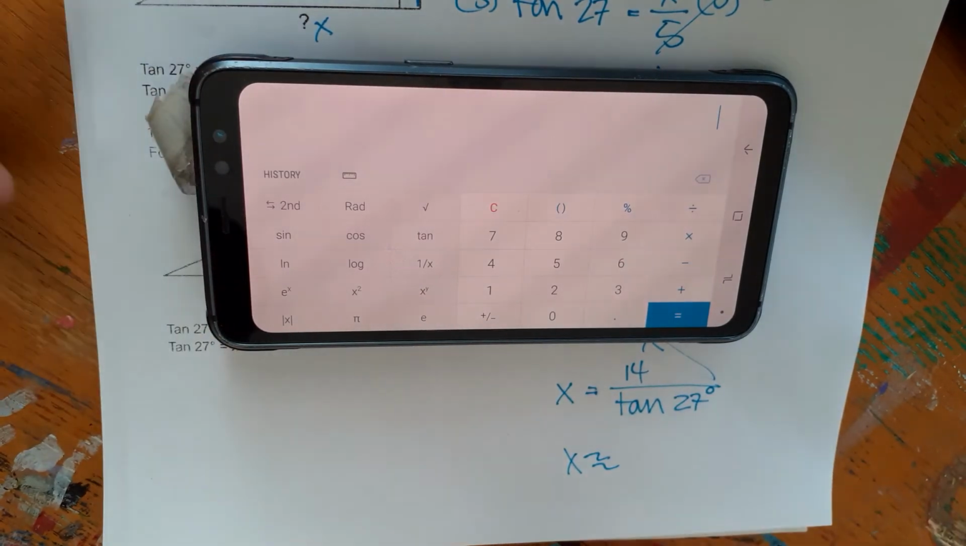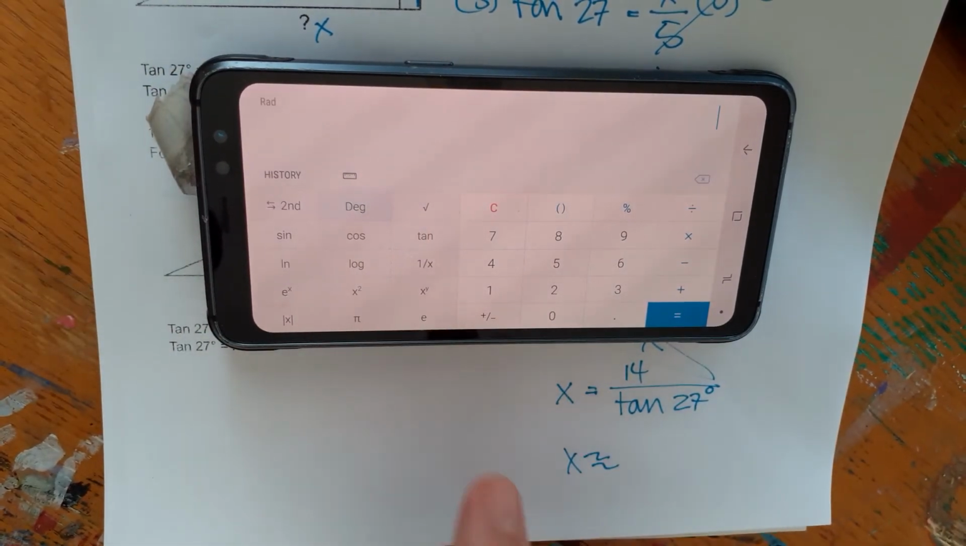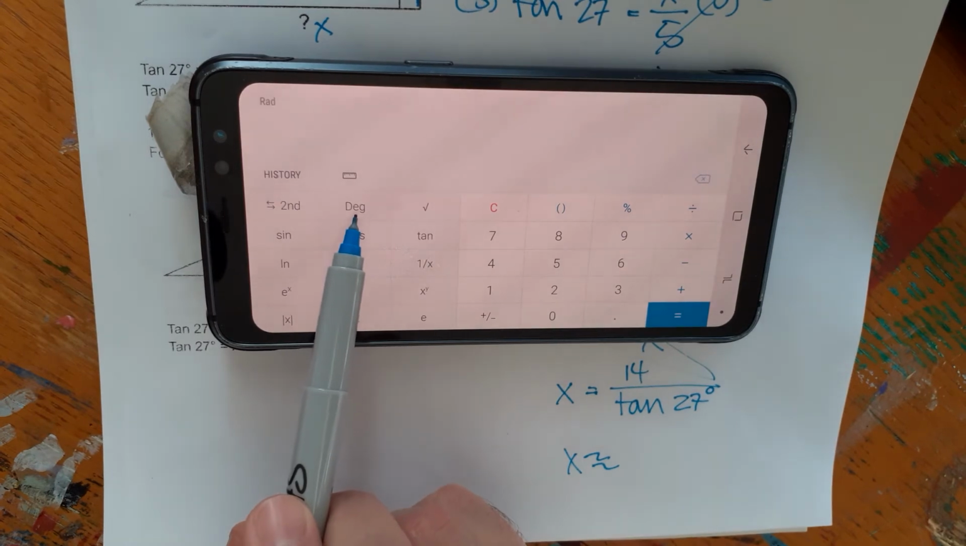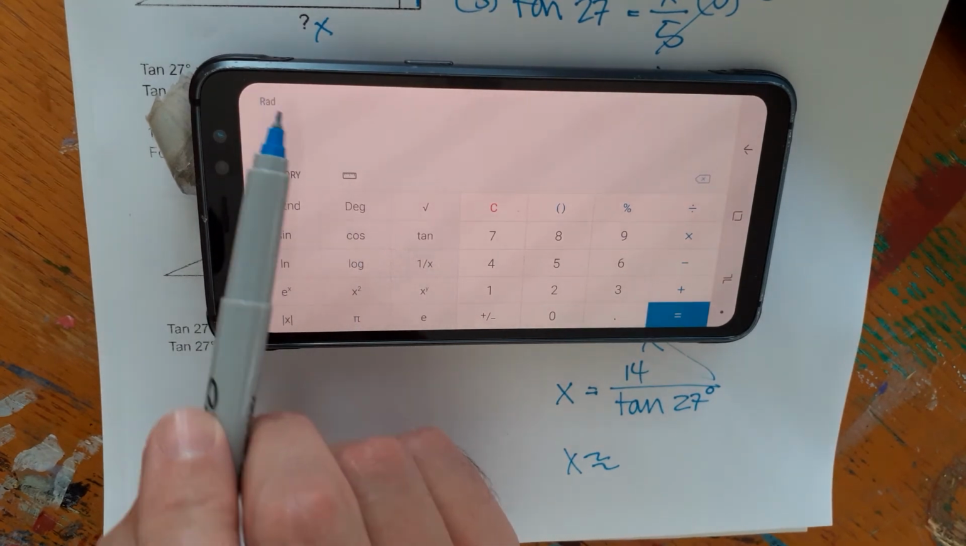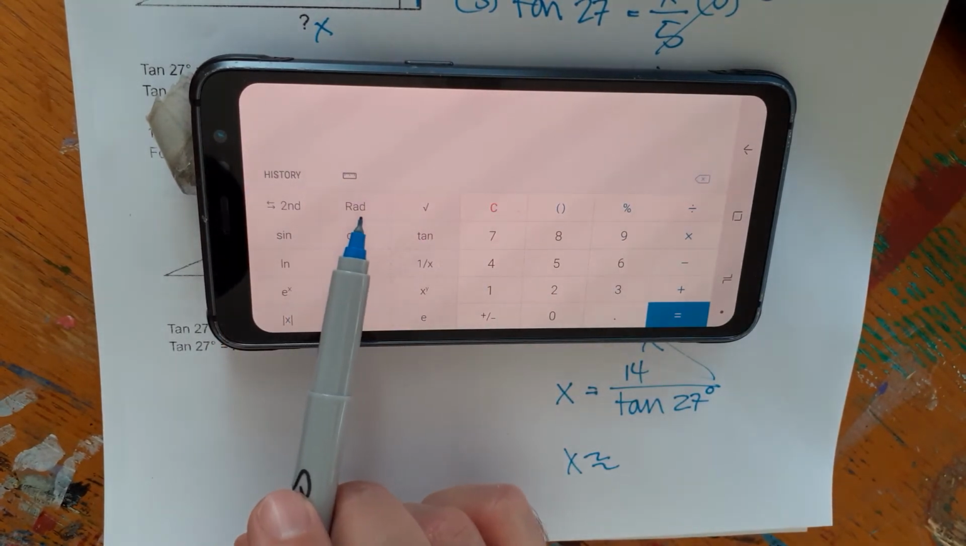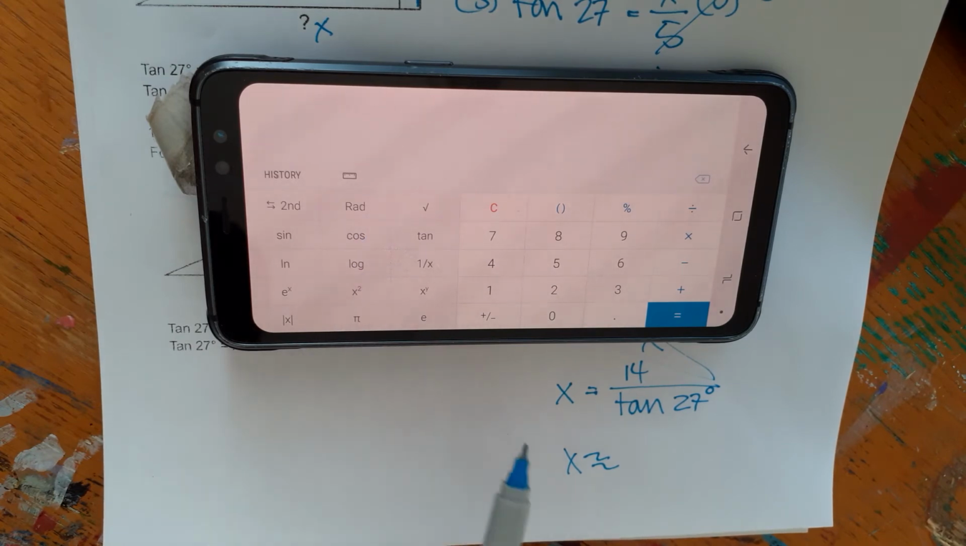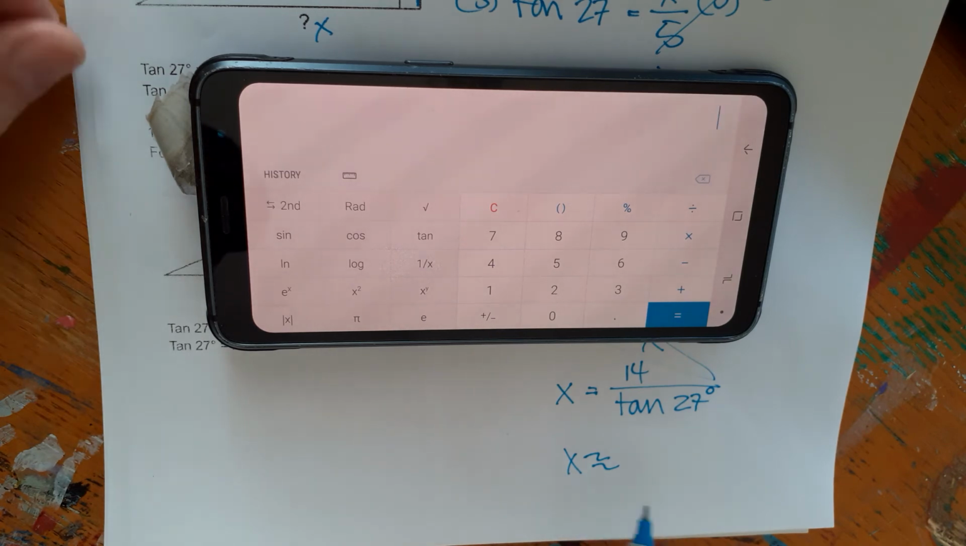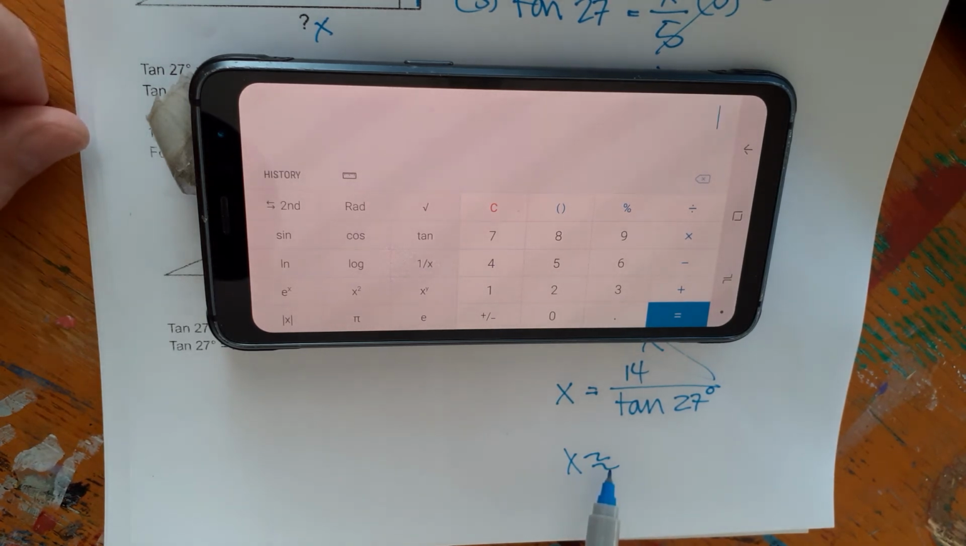All right, couple things. Make sure you're in degree mode. See how I clicked radian and it went to degree, and now it says radian up here. I click it again. That means I'm in degree mode. I'm going to plug in 14 divided by tan 27, and I'm going to get x, which is the length of that missing side. So I'm going to say approximately equal because we're going to round off the decimals.